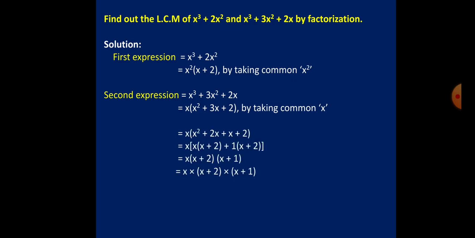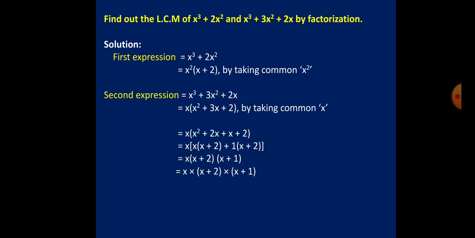Now the middle term is split into 2x plus x, that means 2x plus x is 3x. We have taken out x from the first two terms, and it gives x plus 2, and 1 from the second two terms, plus 1 times x plus 2. And by taking common x plus 2, we got x times x plus 2 times x plus 1.